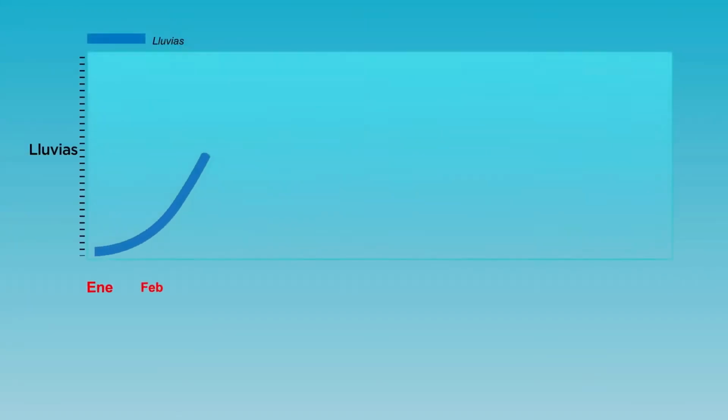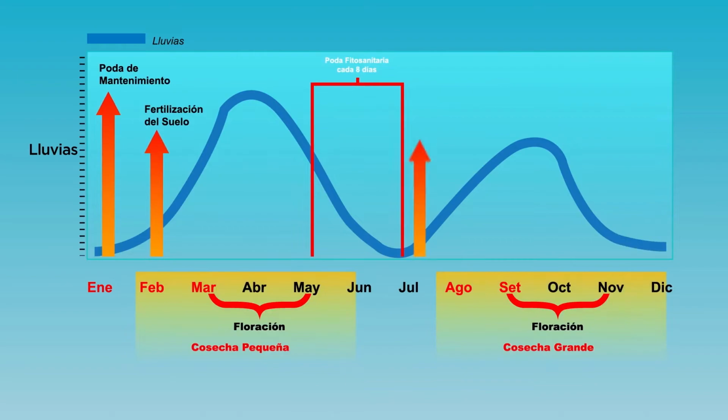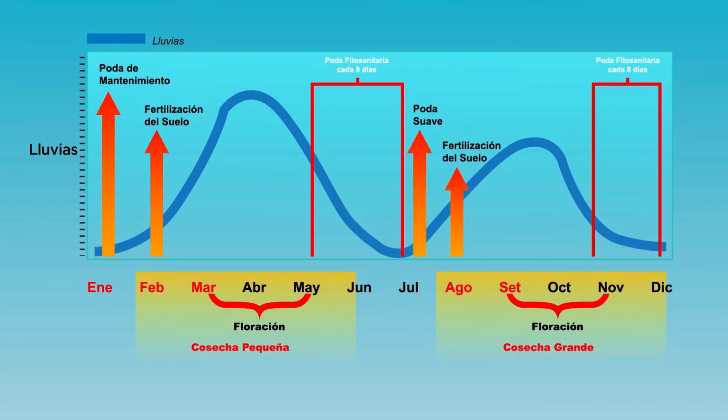What happens in places where there are 2 rain peaks and 2 production peaks in the year? In these places, there will be, therefore, 2 noticeable blooms. All the same prevention and control tasks mentioned above must be carried out for each flowering peak. That is, twice a year.